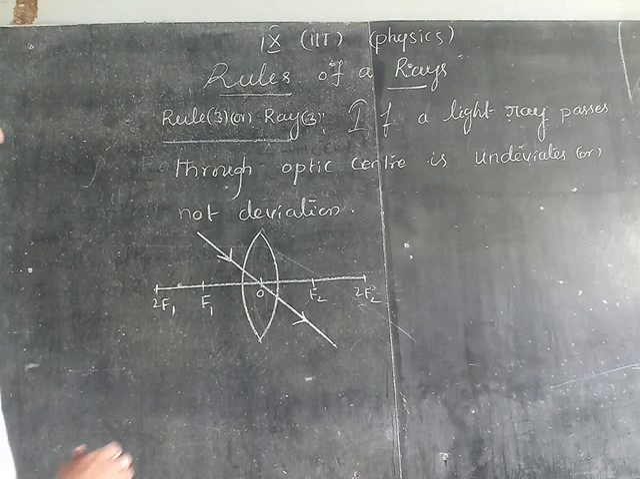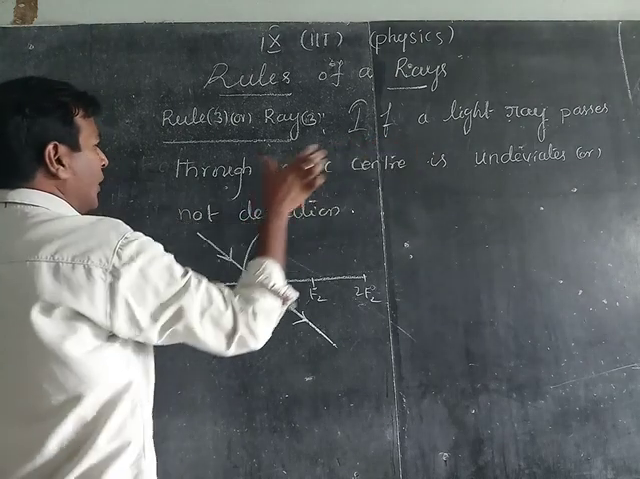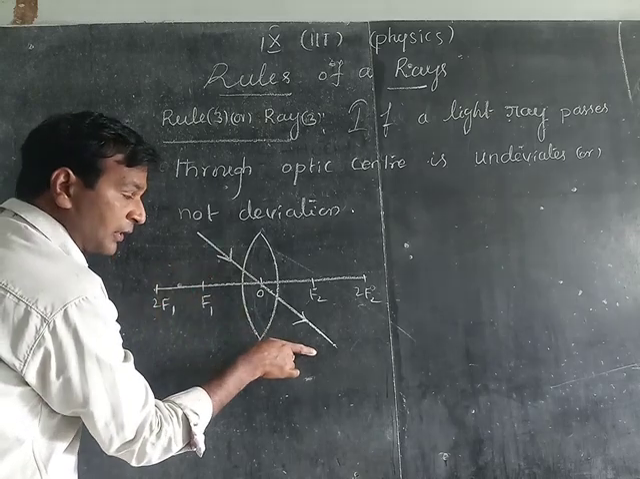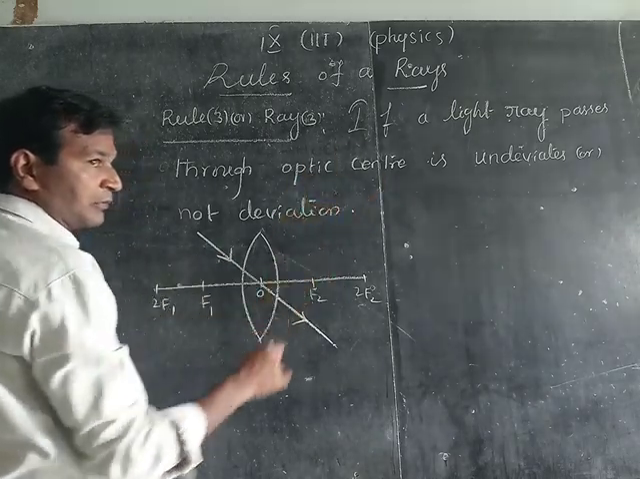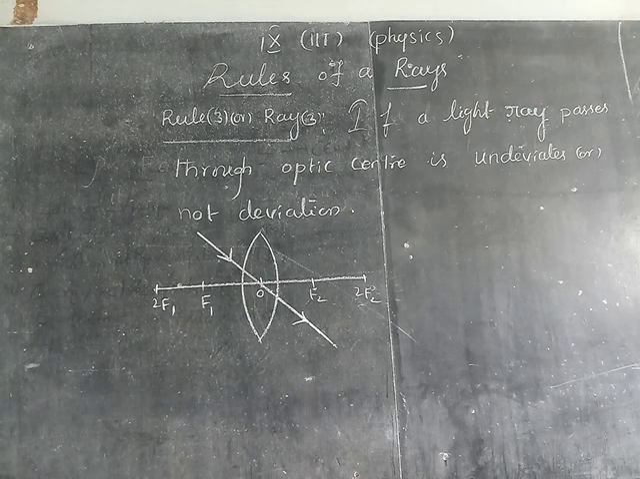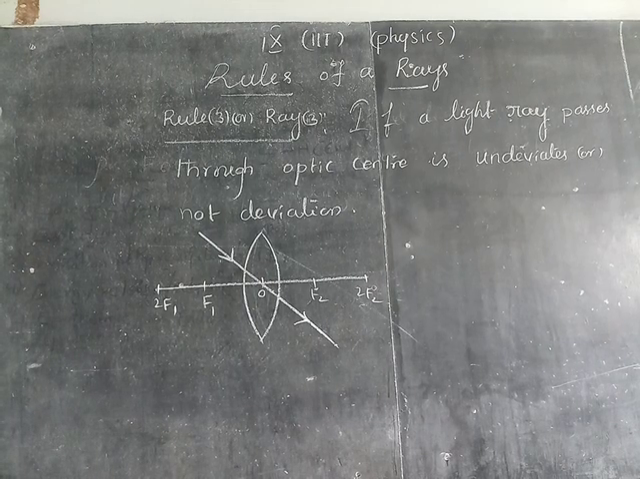Now rule 3: if your light ray passes through the optic center, there is no deviation, or undeviated. Okay, that is the third rule.